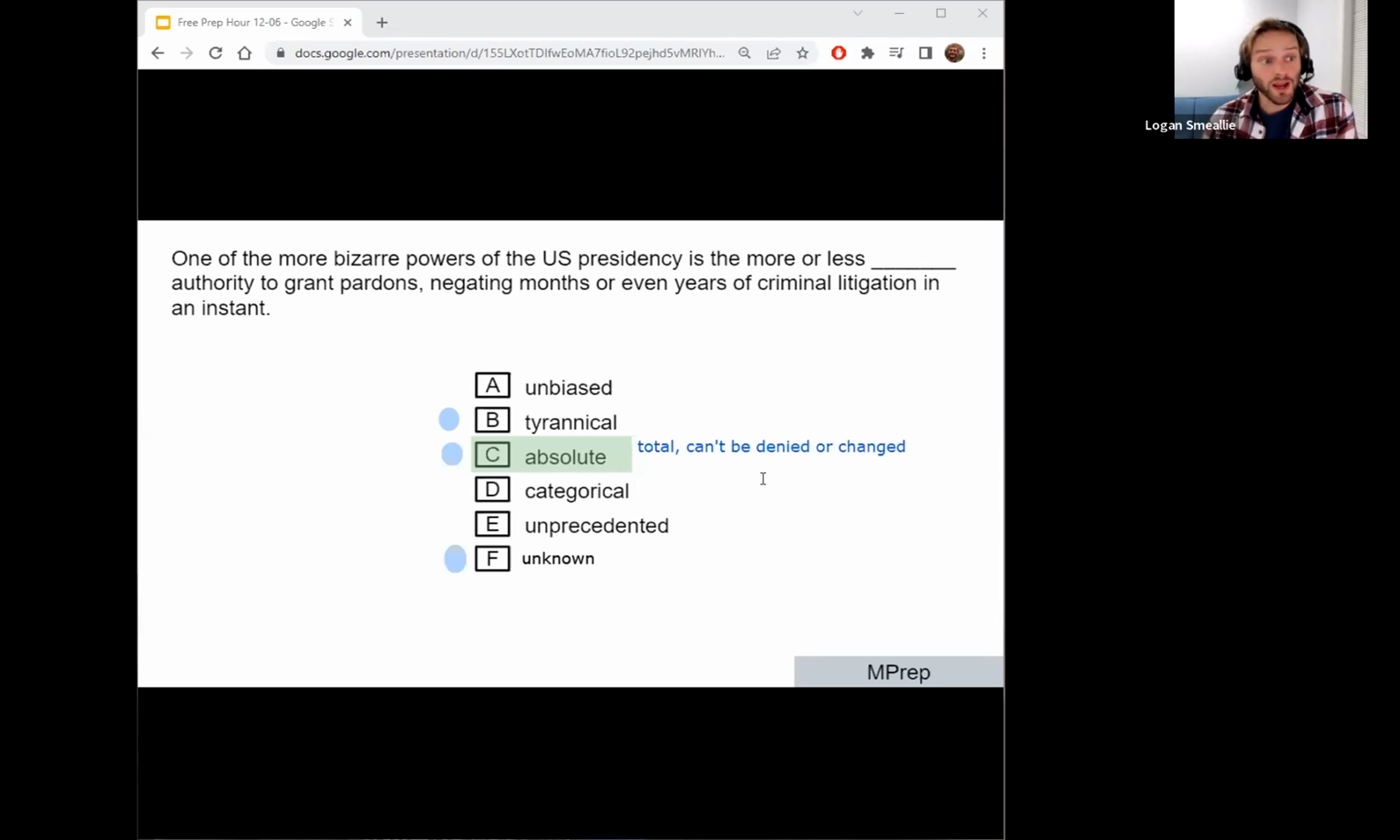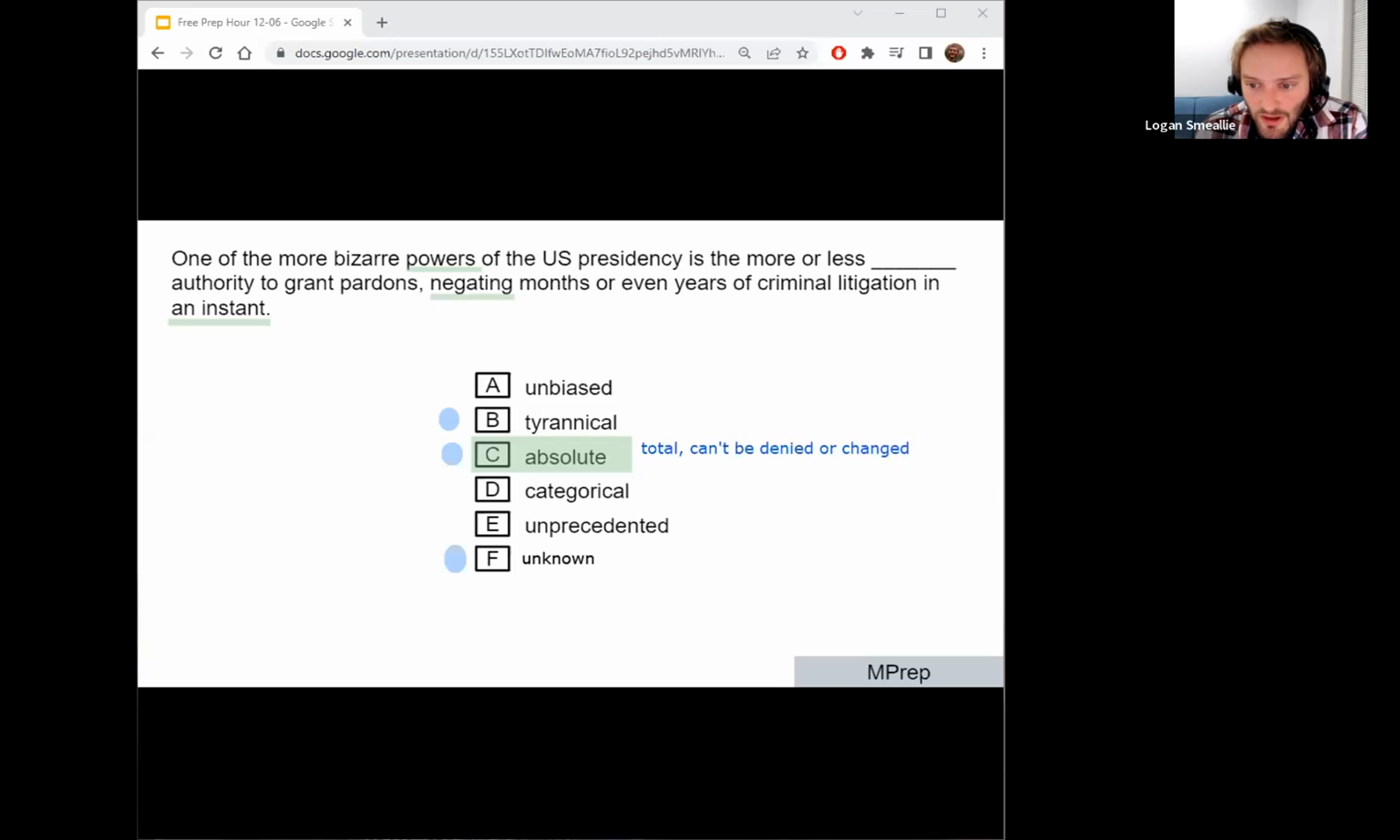Sorry, I wanted to say why this sort of word comes from the sentence. Well, it's talking about how in one instant things are negated. They're also saying we know it's a power of the presidency, so it's some sort of way to make decisions that has power over other decisions that might have been made. So it makes sense, absolute authority to grant pardons.